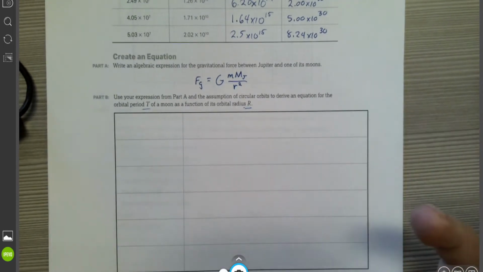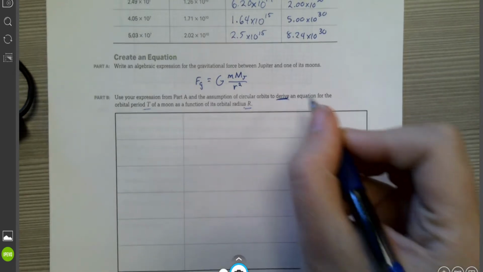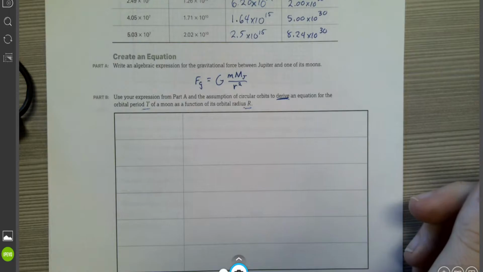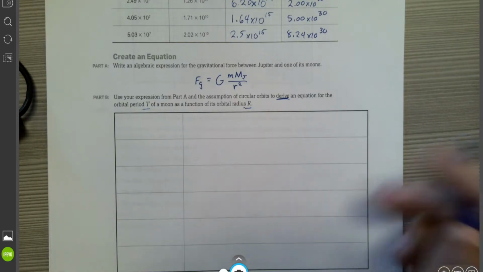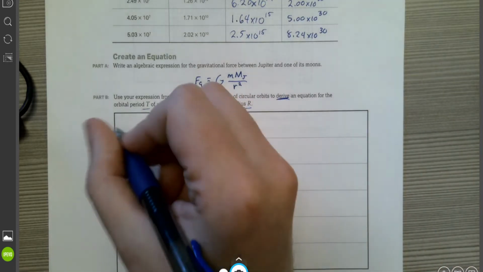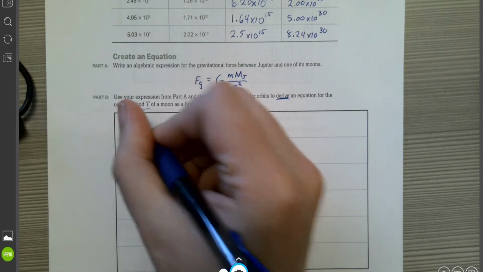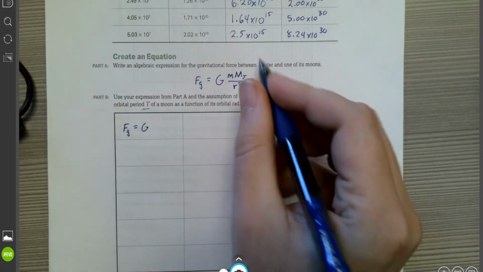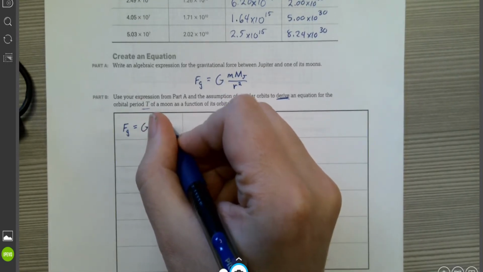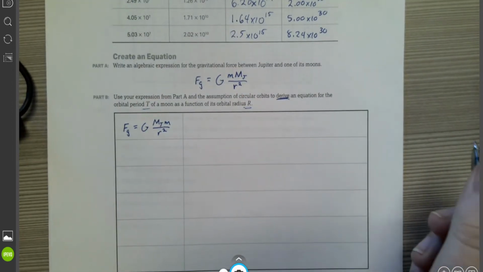Whenever we derive, and it did say derive, we have to start with something on the formula sheet and use it to create a workable expression. On the formula sheet, the force of gravity is equal to big G, the mass of Jupiter times the little moon, divided by the radius squared. That's the force of attraction between the two.